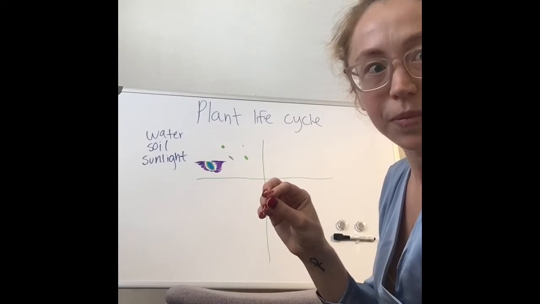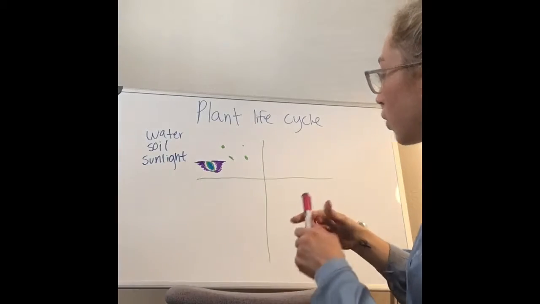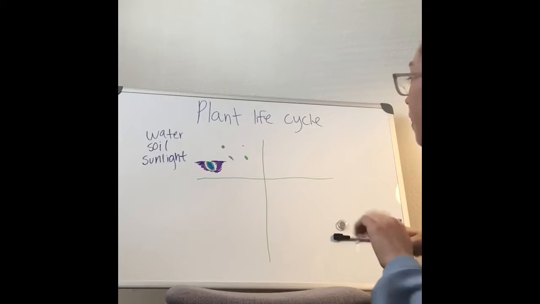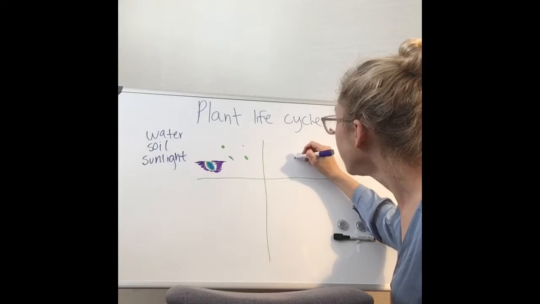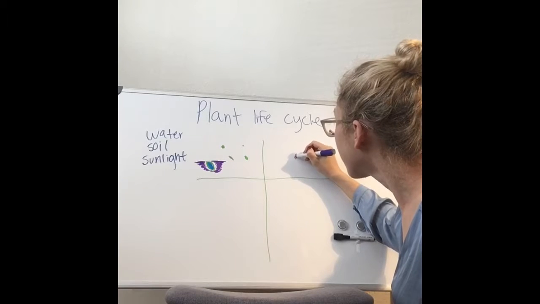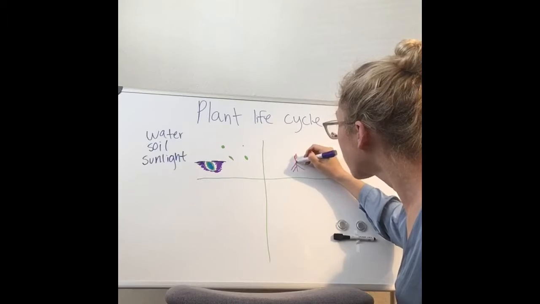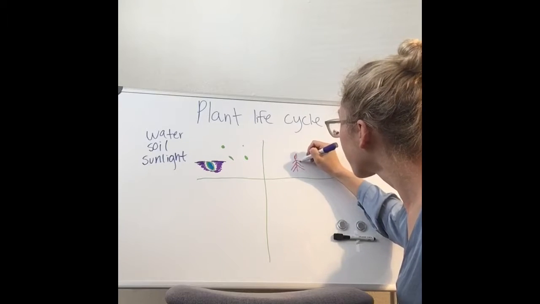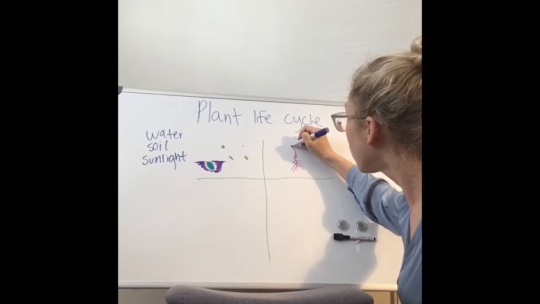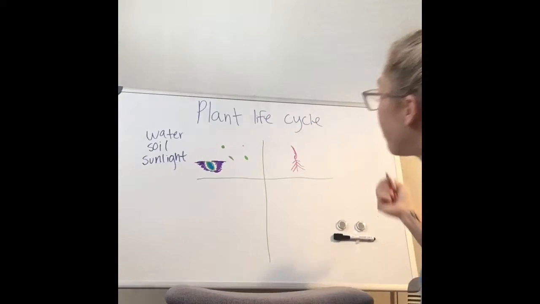So roots will then come down from the seed into the soil, and a little sprout will come up above the ground.